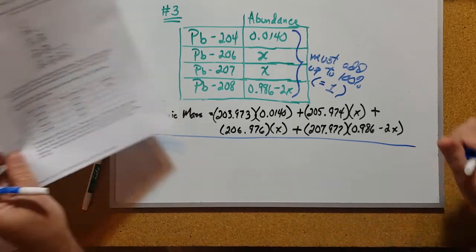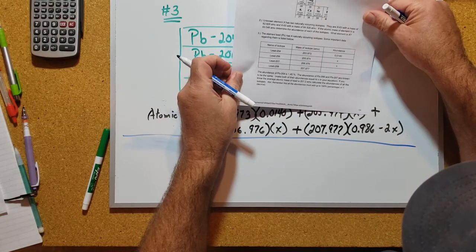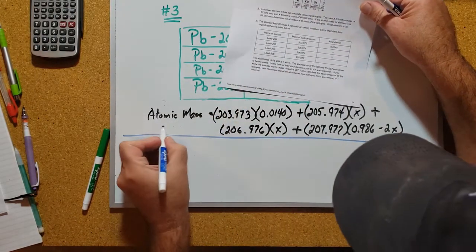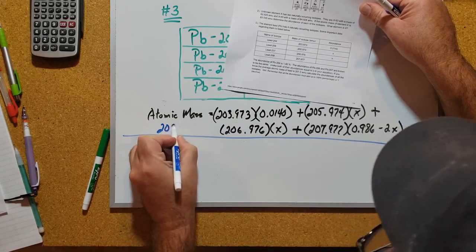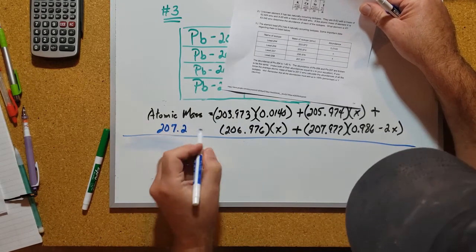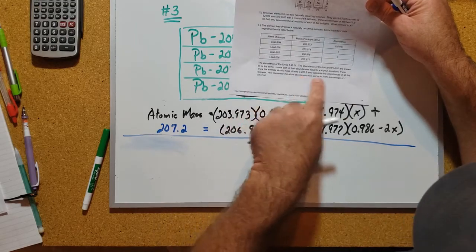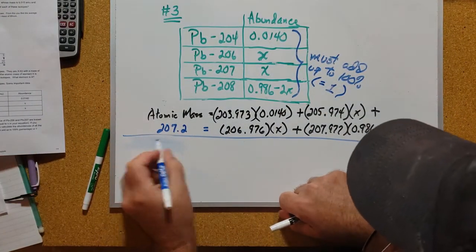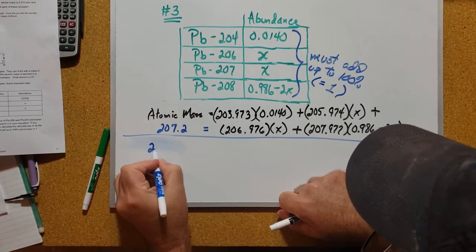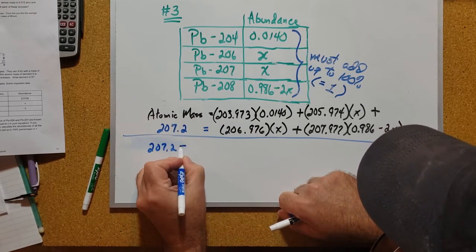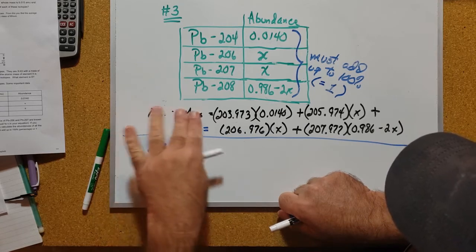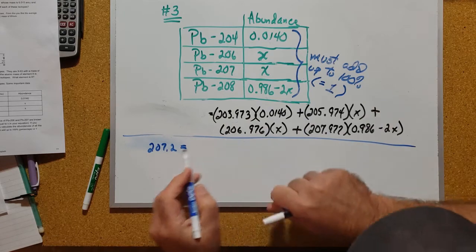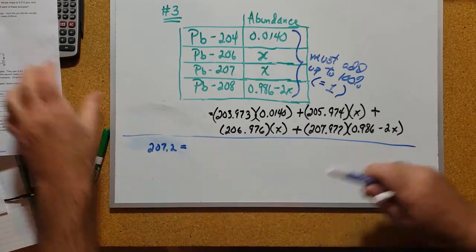Let's go back and read it here. This is right here. If you know the average atomic mass of lead is 207.2 AMUs, calculate all the abundances. I just want to throw that in there. So we'll be able to write this. The atomic mass 207.2 is equal to, and now we have these four terms.